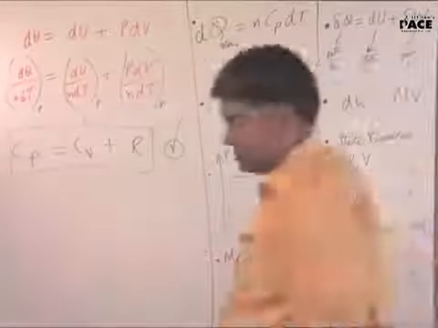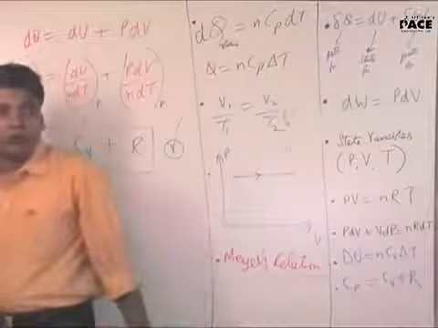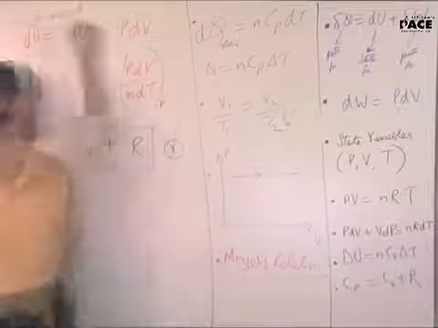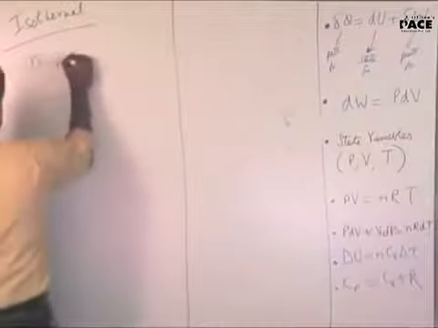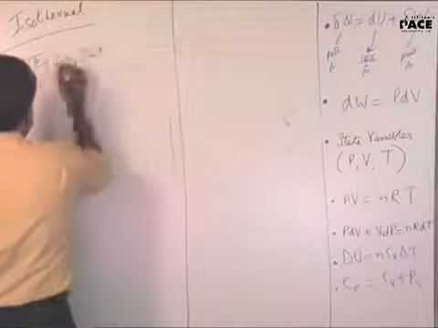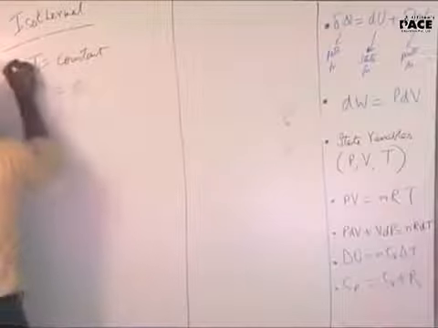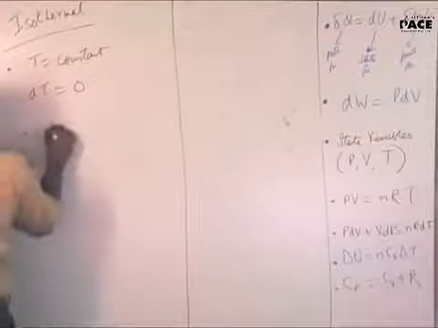To the next process, the isothermal process. So let's look at the isothermal process now. Here, temperature is constant, therefore dT is 0. What will be the work done?